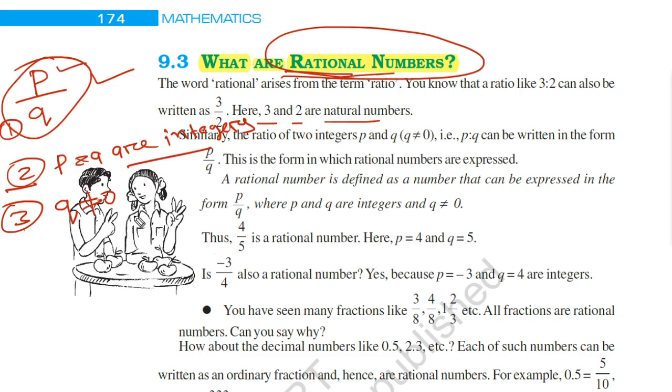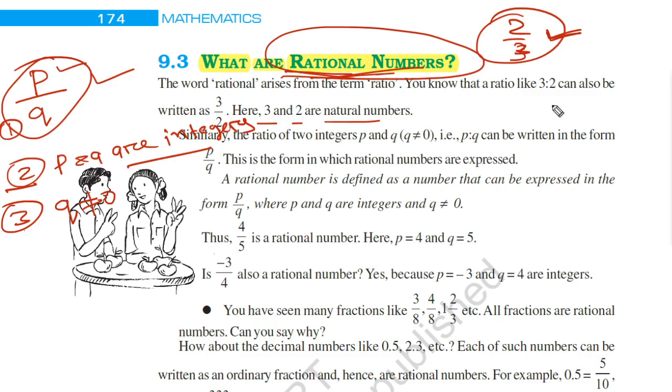So we will take some examples. Let's take the example 2 by 3. It can be written in the form of p by q. p and q are integers, 2 and 3 are integers. q is not equal to 0, that means 3 is not equal to 0. So yes, it is a rational number.